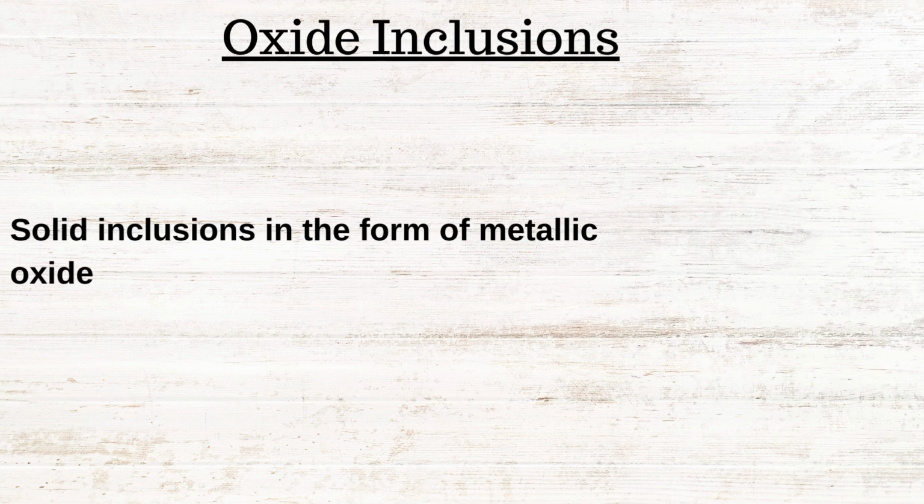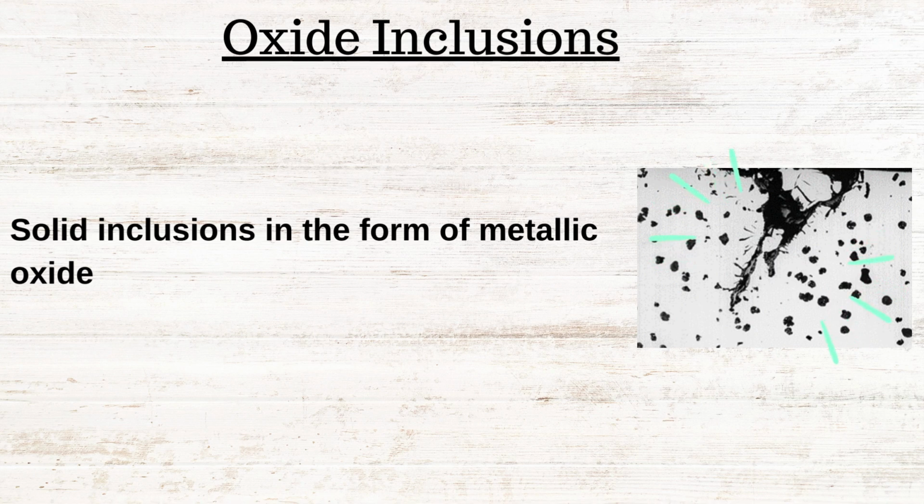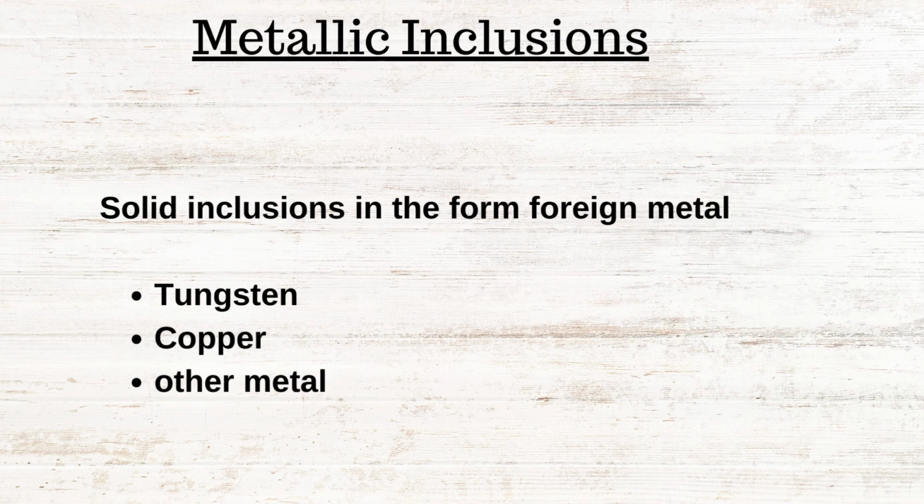Third is oxide inclusion. That is also a solid inclusion, but in the form of metallic oxide, so there will be a layer of metallic oxide. You can see the photograph for more clarity. And the last one is metallic inclusion, which comes into the picture when foreign metal is entrapped in the weld. That foreign metal can be tungsten, copper, or any other material.